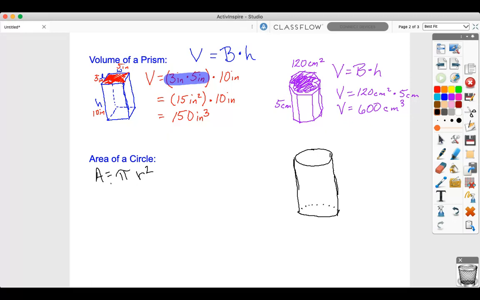So if I were to give you a circle, and if I were to give you the radius, please remember the radius is the length between the center and any point on the circle. Because if you have the center, you can say it's the same to any point on the outside of the circle. This is called the radius. And I'm going to tell you that the radius, let's say, is 5 feet.